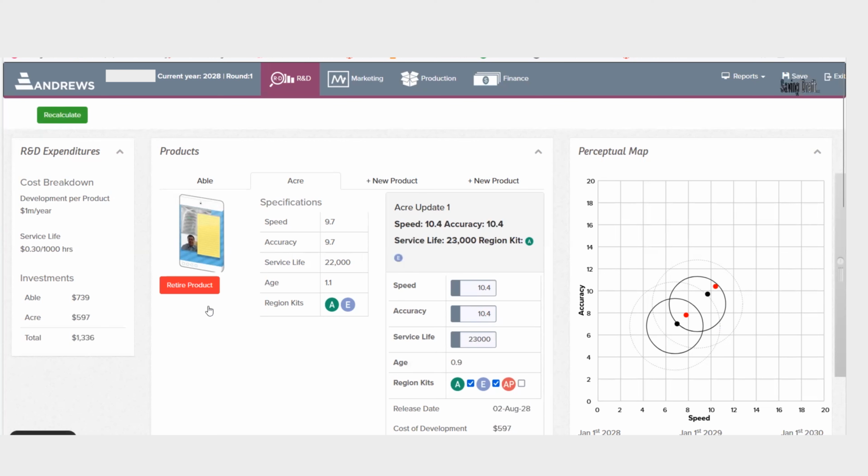For regional kits, we are offering regional kits in America and Europe, Africa, Europe region, and the reason for this is because it is very expensive to offer the regional kits. Therefore, we cannot offer them in Asia Pacific either, because when we do that, we'll make a very huge loss in Asia Pacific. So that's all we need to do when it comes to research and development.